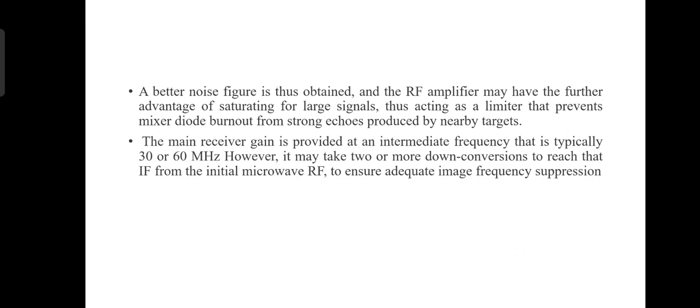The main receiver gain is provided at an intermediate frequency, that is typically 30 or 60 MHz. However, it may take two or more down conversions to reach that IF from the initial microwave RF to ensure adequate image frequency suppression.